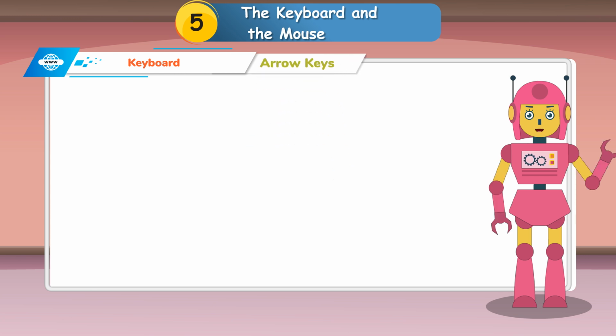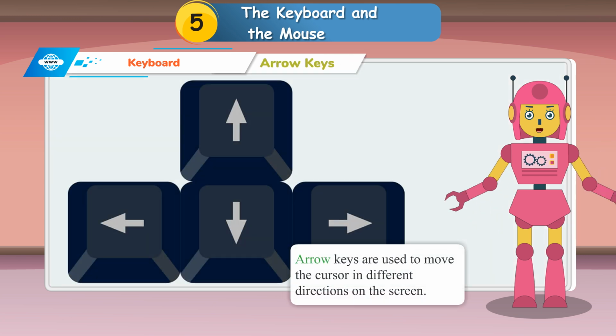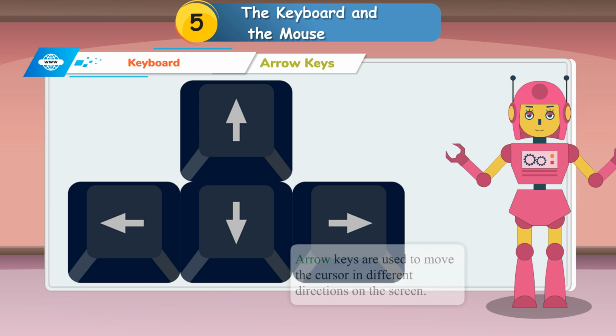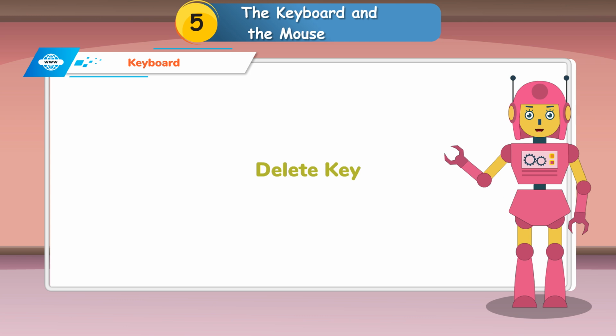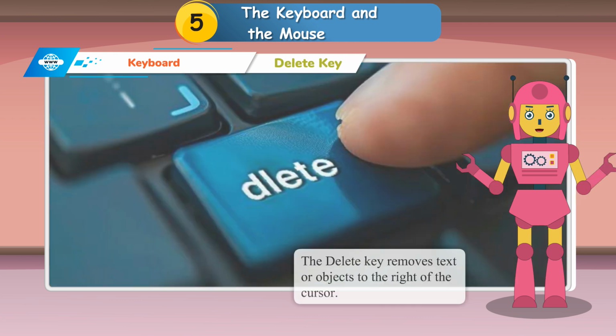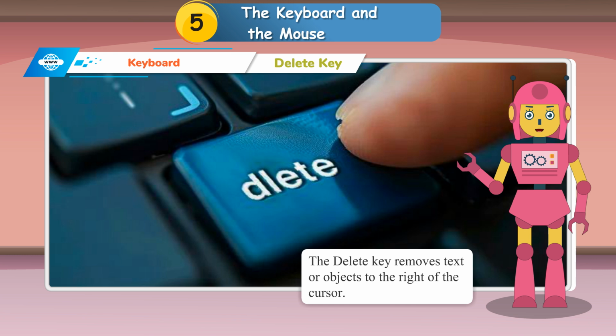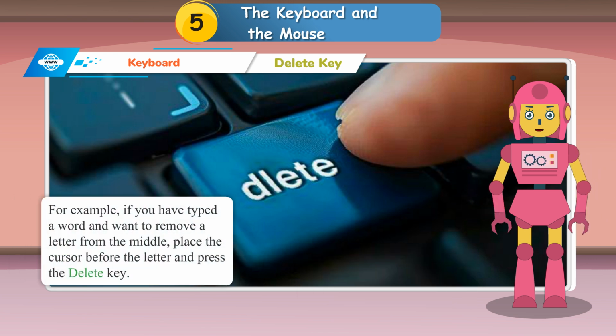Arrow keys. Arrow keys are used to move the cursor in different directions on the screen. There are 4 arrow keys: up, down, left, and right. Delete key. The delete key removes text or objects to the right of the cursor. For example, if you have typed a word and want to remove a letter from the middle, place the cursor before the letter and press the delete key.